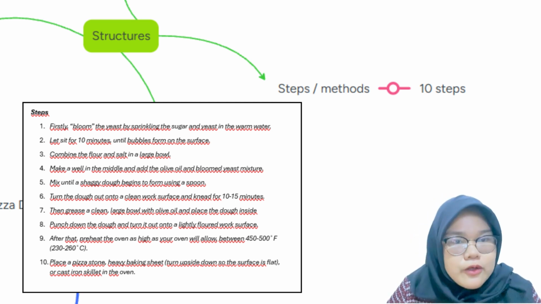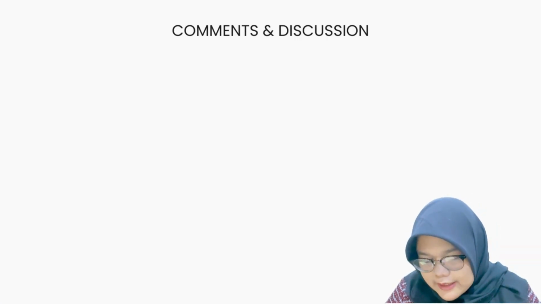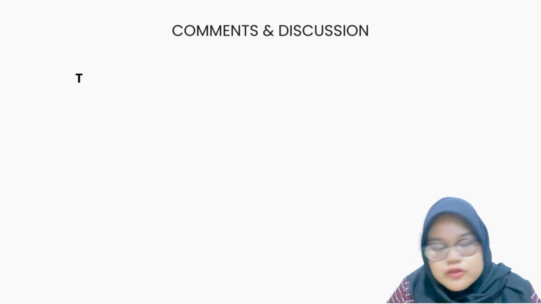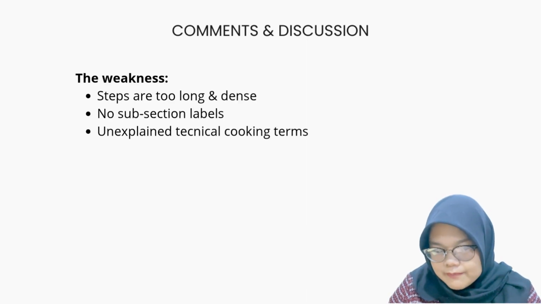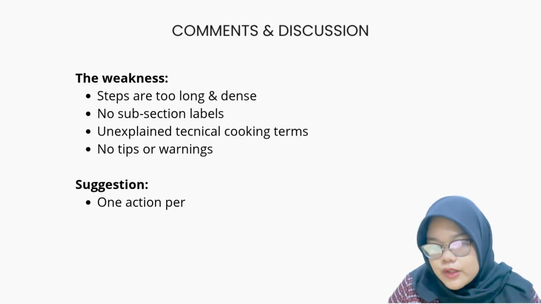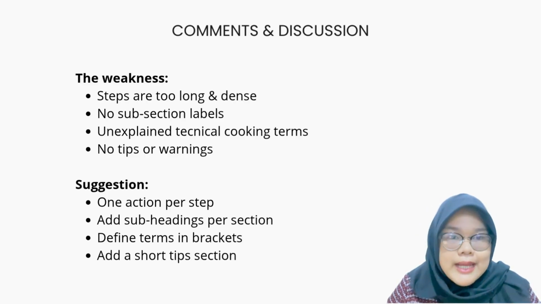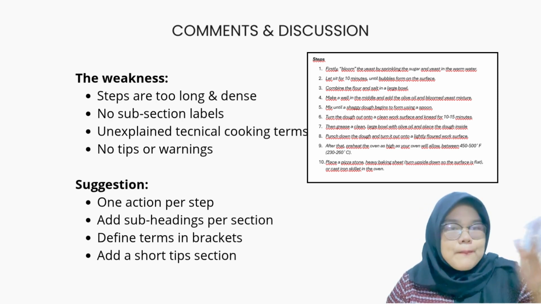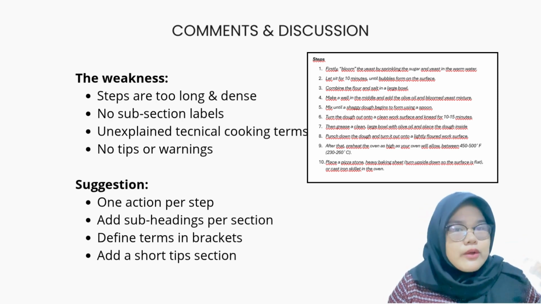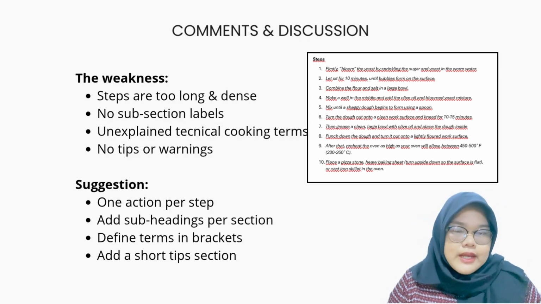So what can we conclude from the text, not conclude, what is our comment. Okay, the comment is that steps are too long and dense. Multiple actions are crammed into one step. Okay, that's the first one. And then there are no subsection labels to separate dough making, sauce making, and baking. So we can see from the 10 steps above, there's no part to separate them. So we don't know which part is to make the pizza dough or which part is to make the sauce.